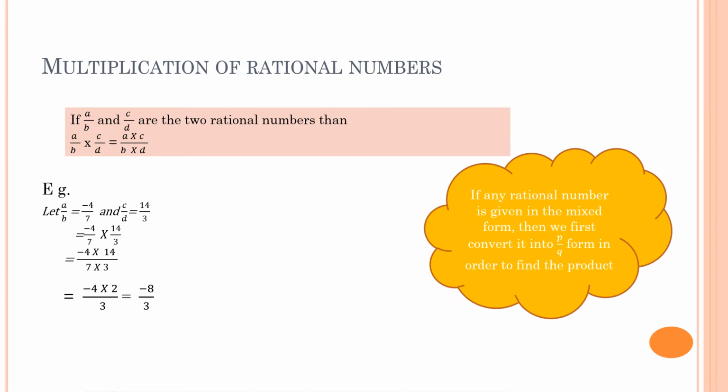Now you have to remember that if any rational number is given in the mixed form, then you will first convert it into the form of p by q and then find the product.